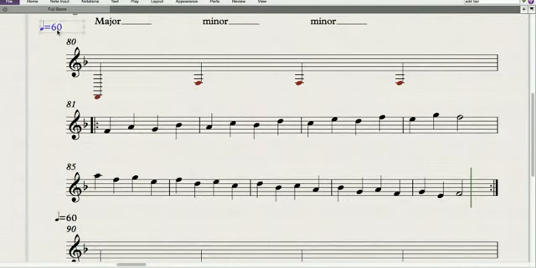Okay, when you're comfortable to move on, we'll do it at the increased tempo. Practice it as many times as you need to at the slower tempo.